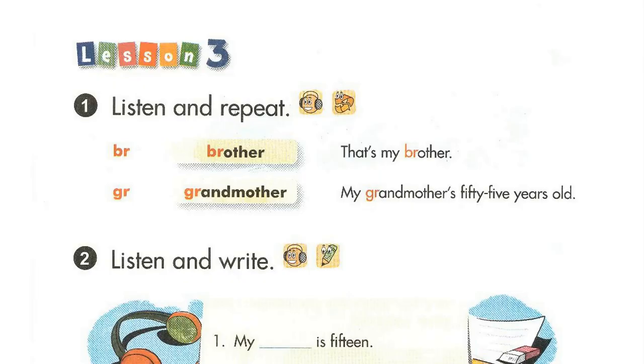Page 10. Lesson 3. Activity 1. Listen and repeat. Br. Brother. That's my brother. Gr. Grandmother. My grandmother's 55 years old.